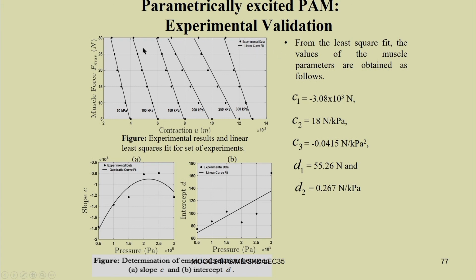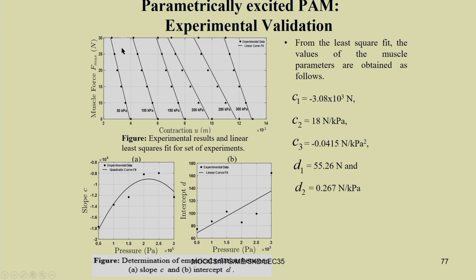This is the experiment, the muscle force versus the contraction U. You have seen the experiments we have performed where we got different muscle force versus the contraction. For different pressures, these things have been plotted. For example, this is 50 kPa, this is 100 kPa, this is 150 kPa. So, this is the muscle force. Taking these things, we can obtain C1, C2, C3, D1, D2 from this experimental value.